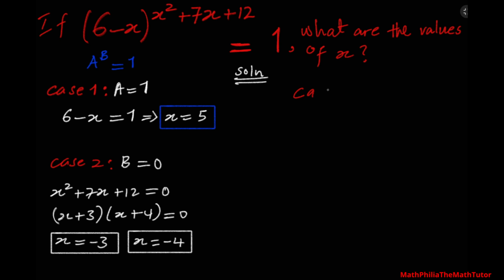Let's say case 3 here. Well, in case 3, we are going to assume that this expression here, 6 minus x, which is the same as a. Remember, in case 1, we said let it be equal to 1. Now, we are assuming that it is equal to negative 1. a is equal to negative 1.